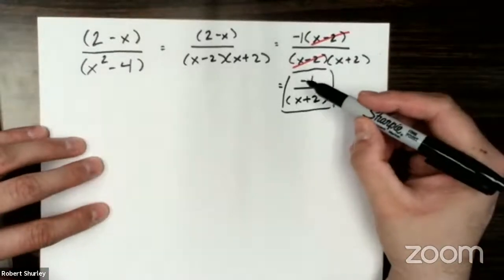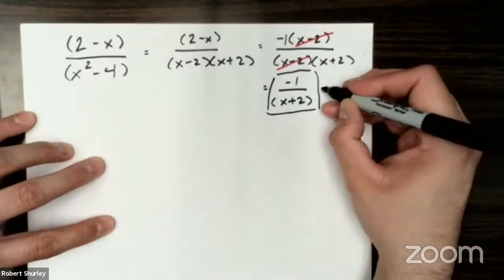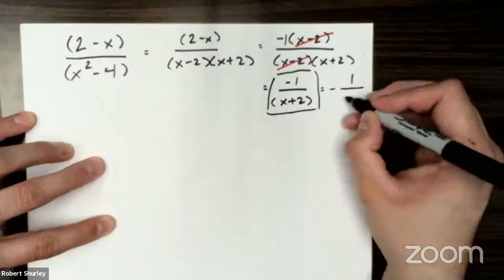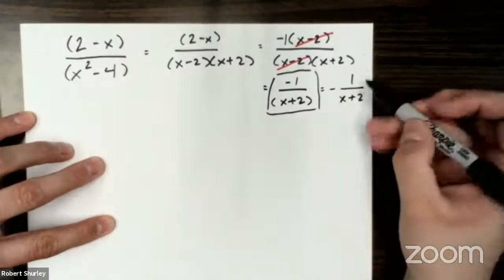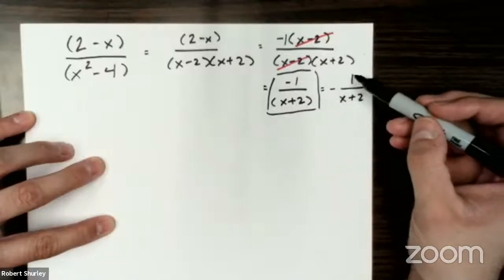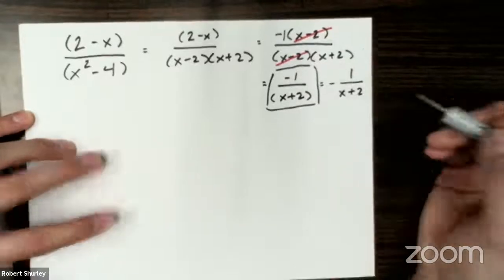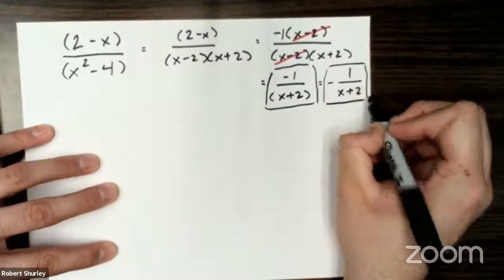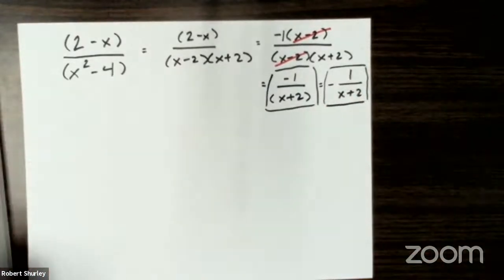Now, sometimes your book might move that negative to the front, so it'll look like this, negative, and then the 1 over x plus 2. There's nothing wrong with that. You can move a negative sign, top, middle, or bottom, as long as there's only one negative sign, okay? These are the same exact thing.